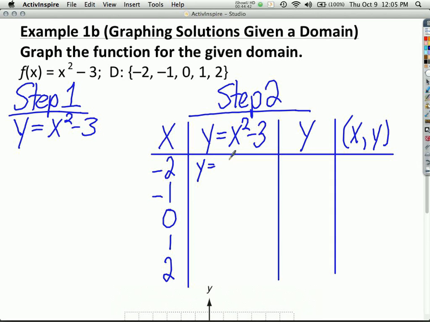Y equals -2 squared minus 3. What do you get when you simplify that? Give me a thumbs up when you've got it. Okay, I got 7. Good. Adriana, what is it? Do you agree with that, Stacy? Yeah, it's 1. -2 squared is 4. 4 minus 3 is 1. And so we get the ordered pair, -2, comma, 1.